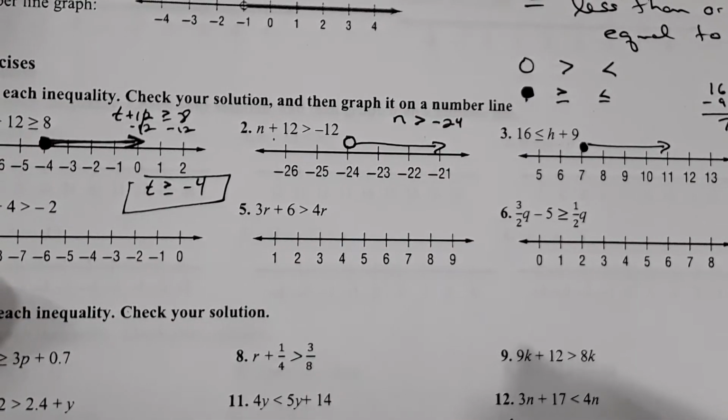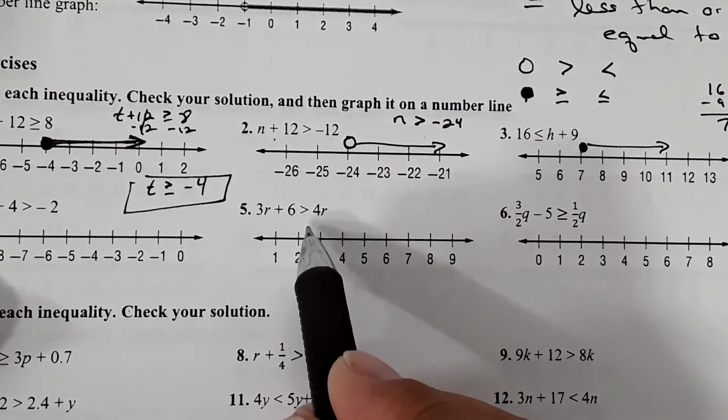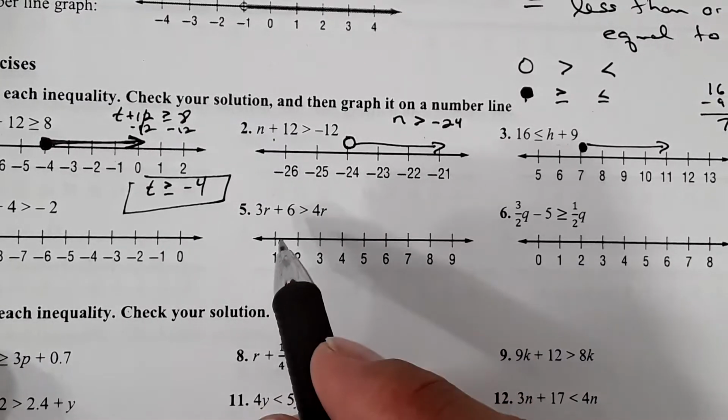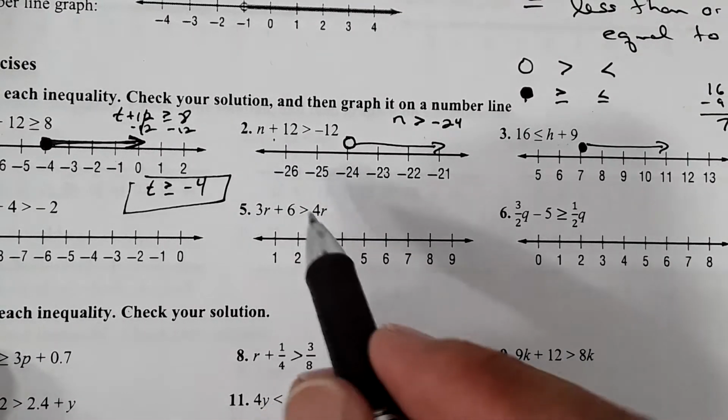Let's look at number 5. Number 5 says 3r plus 6 is greater than 4r. Well, I got a variable on both sides. Remember what I do? I need to eliminate one of them. I'm going to bring the child to the parent.